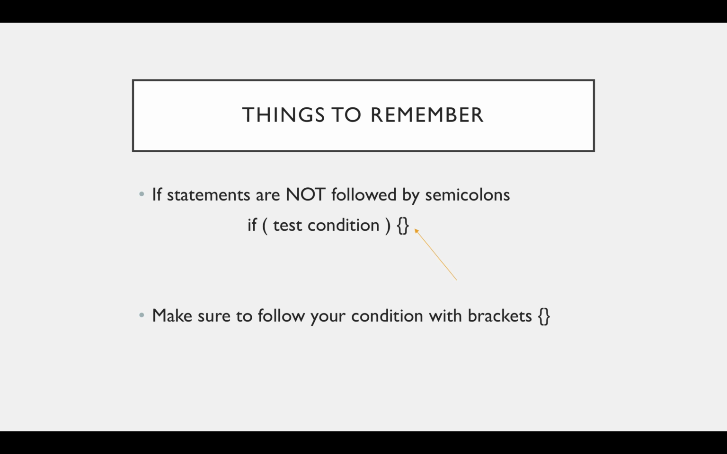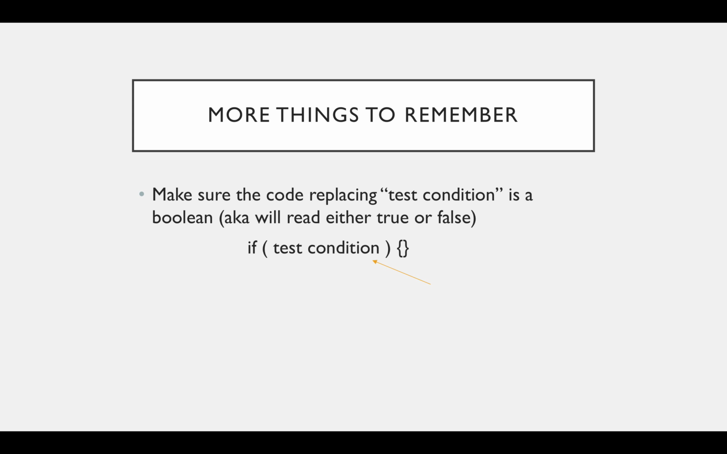So, things to remember about if statements: if statements are not followed by semicolons. This is a very common mistake to make, but you want to make sure that you instead follow your condition with brackets, just like you would in a method, so that all of your if body code will be inside of these brackets. Another thing to remember is to make sure that the code that replaces test condition in this example is a Boolean, meaning that it's going to return either a true or a false value. Because if it's true, then the next code that will be executed is actually going to be in the if body, and if not, it's going to exit and execute the next code that follows the if body.